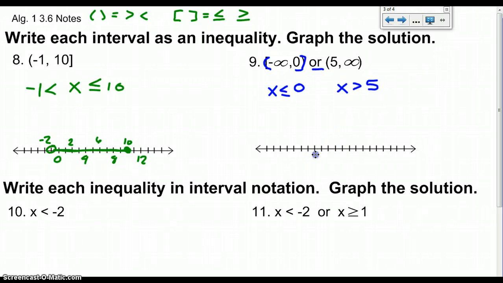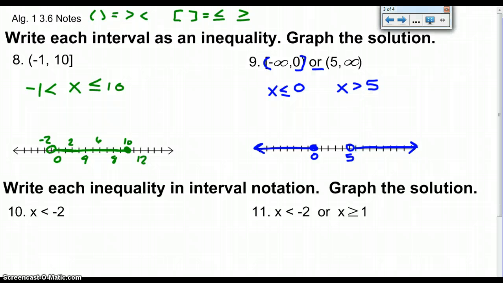Let's put 0 right here. We're going to count 1, 2, 3, 4, 5. We'll put 5 right there. Okay, so we have a closed circle on 0, and x is less than or equal to 0, which would be going to your left. So we're going to shade that. And then we have an open circle at 5, and x is greater than 5, so we're going to shade to our right. Hopefully you guys got that.